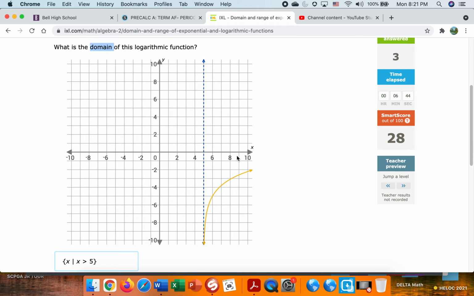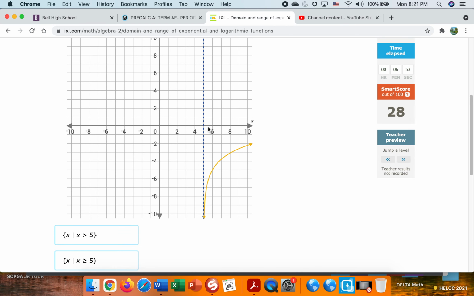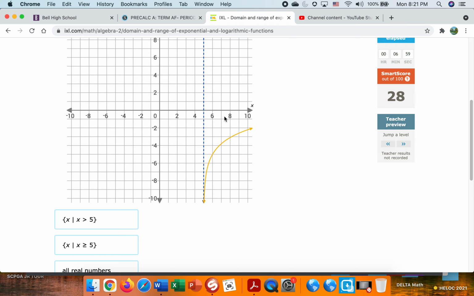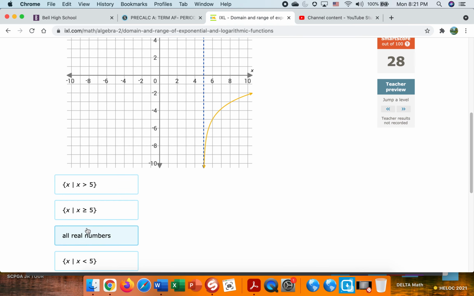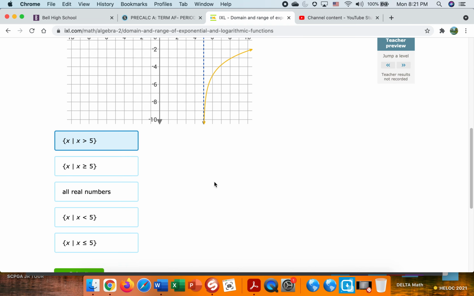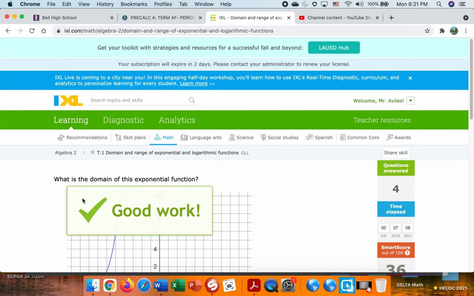So the graph, the domain here is for the x values or any what? Values of x that are greater than 5, right? From 5 and that way is where you'll see this graph, right? Because it continues that way and continues that way. We look at this arrow. So any values greater than 5, it does not include the 5. It has to be this one. Okay, submit. Good work.